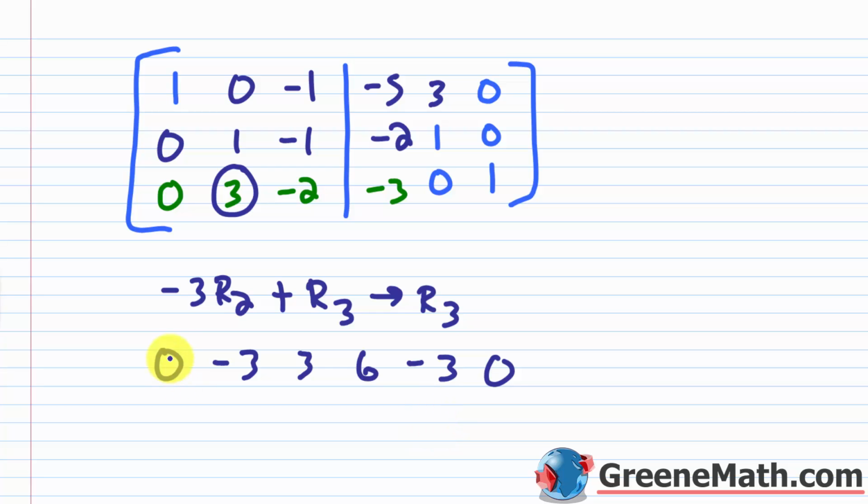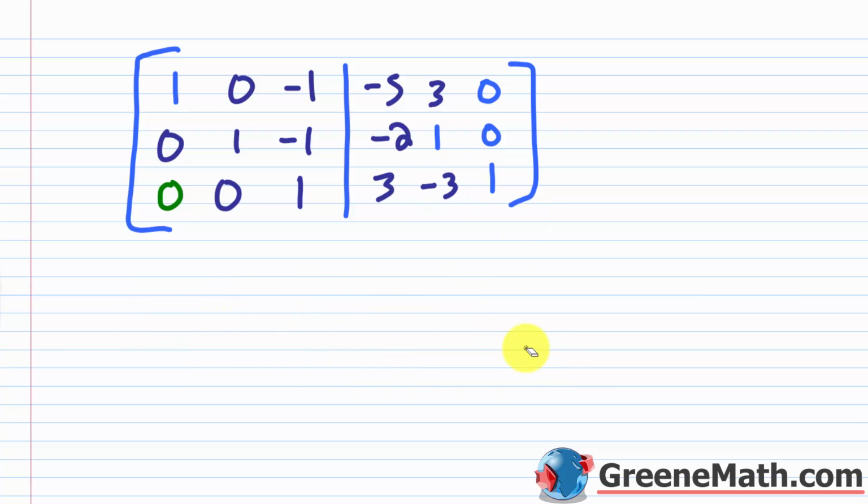So let's add now. 0 plus 0 is 0, so I don't have to do anything there. Negative 3 plus 3 is 0. We have 3 plus negative 2, which is positive 1. Now we just have 6 plus negative 3, which is positive 3. We have negative 3 plus 0, which is negative 3. And of course, 0 plus 1 is 1. All right, so looking pretty good so far.